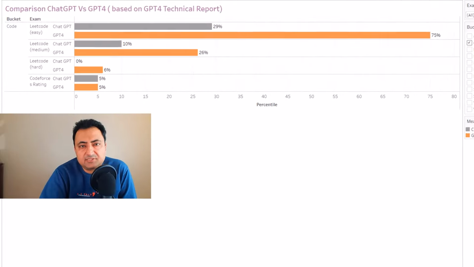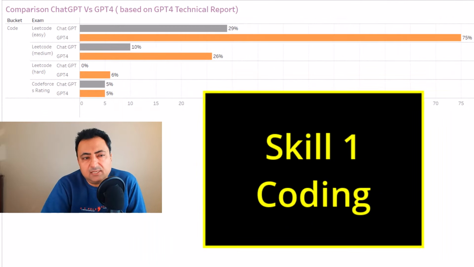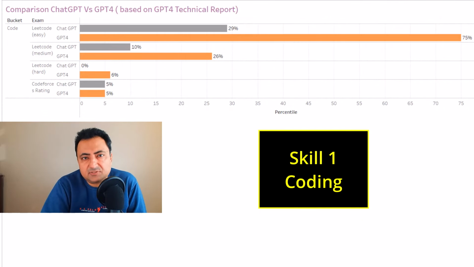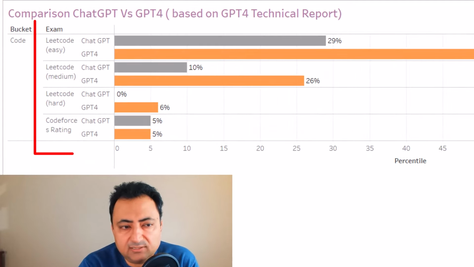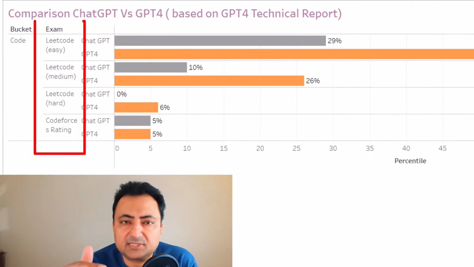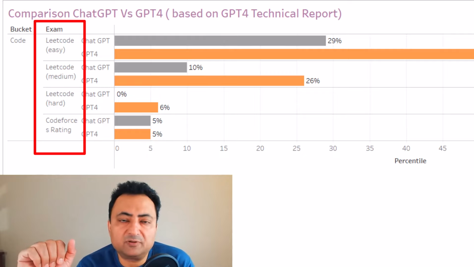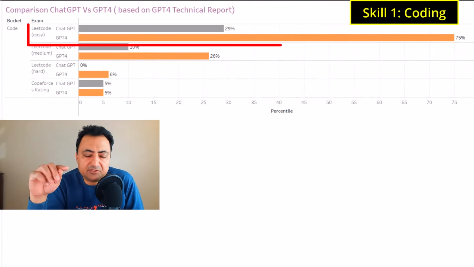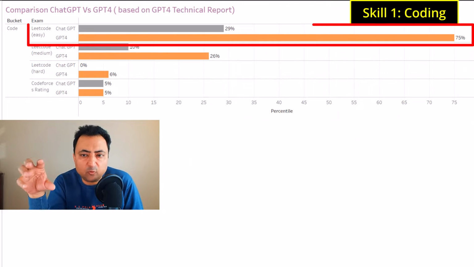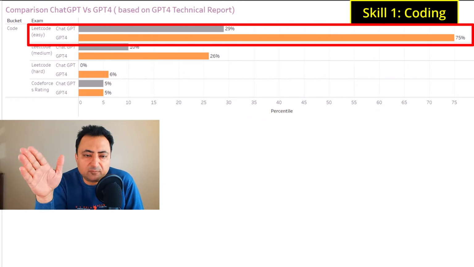Let's build a first skill set, coding. And there are 4 exams. LeetCode, which has 3 of them going from easy, medium to hard, and Codeforces rating, which is considered a more difficult form of competitive programming. Now, if you look at LeetCode easy, we've seen a huge jump in GPT-4's performance, going from 29% to 75%, which is a huge jump.